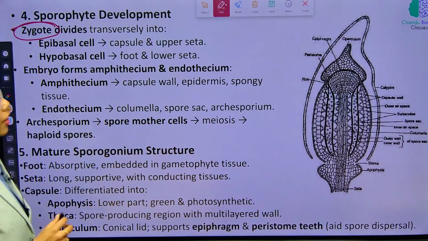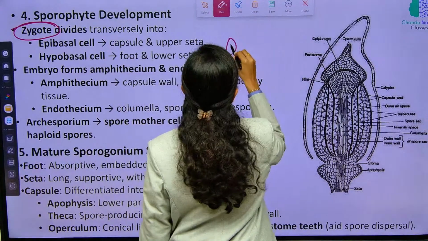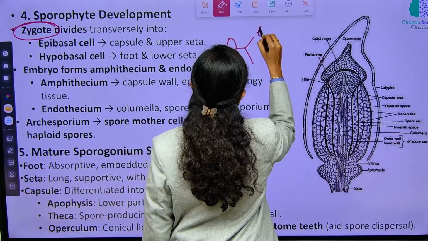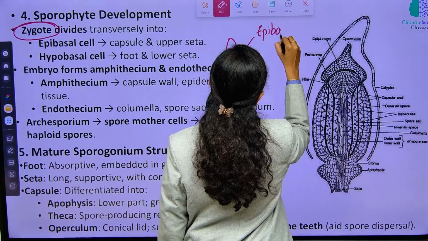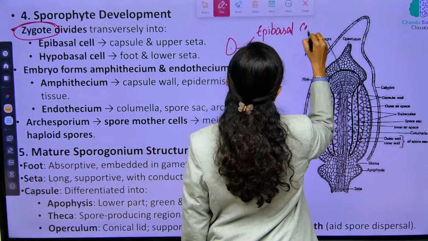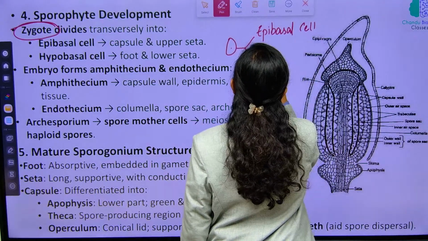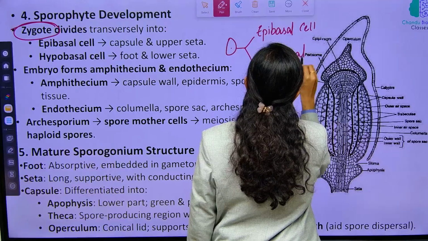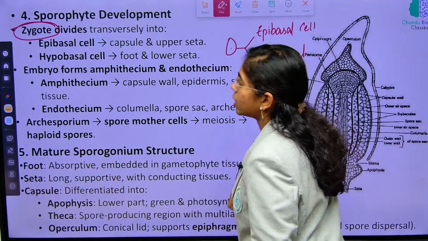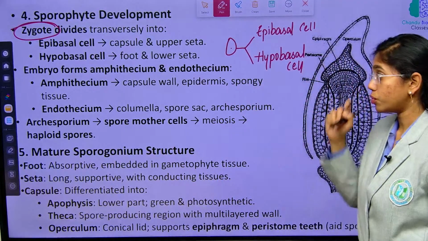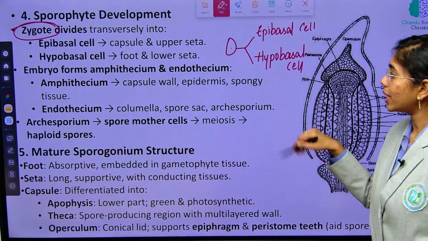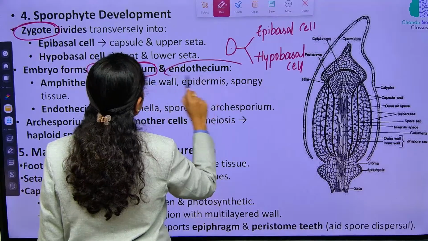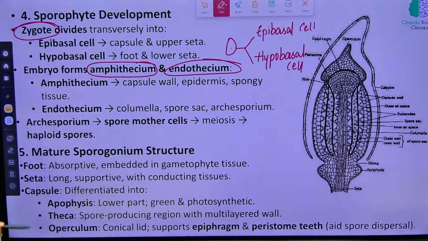The zygote will undergo a transverse division, forming an outer epibasal cell and a lower hypobasal cell. Here the embryo will completely form an amphithecium and endothecium. The embryo forms amphithecium and endothecium.